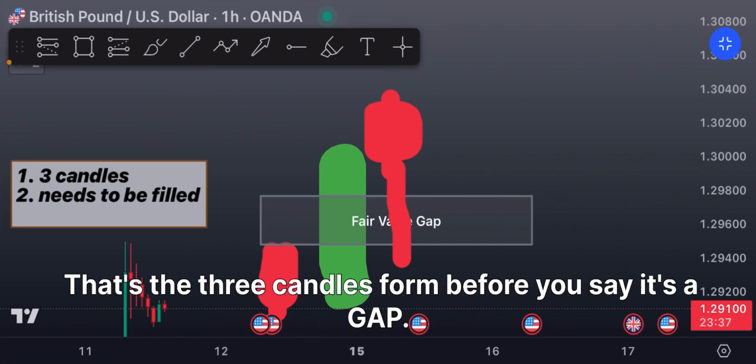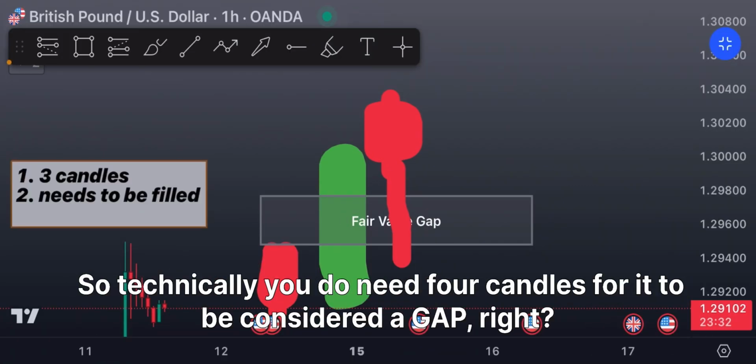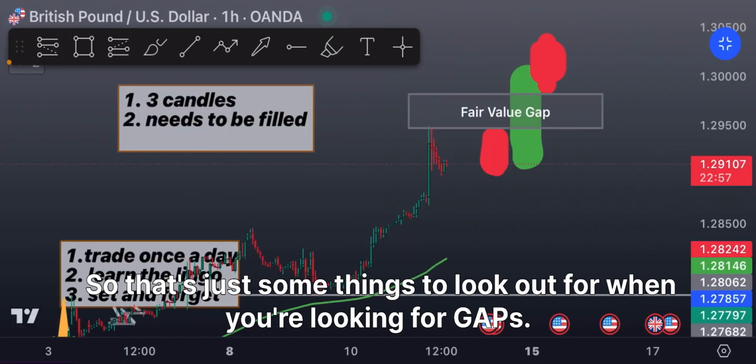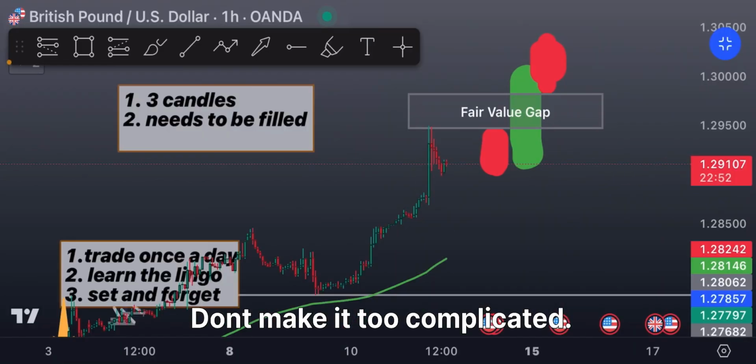Always let the 3 candles form before you say it's a gap. So technically you do need 4 candles for it to be considered a gap, right? So that's just some things to look out for when you're looking for gaps. Don't make it too complicated.